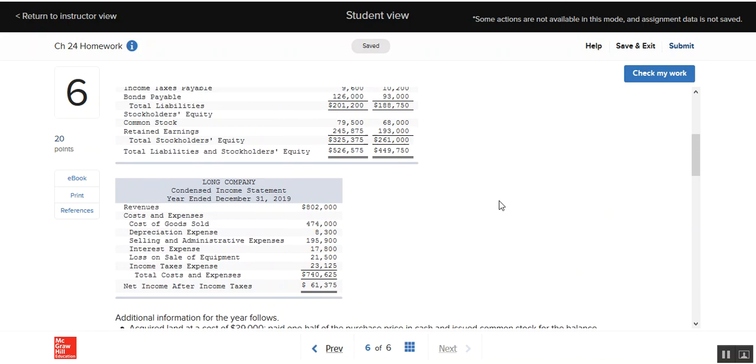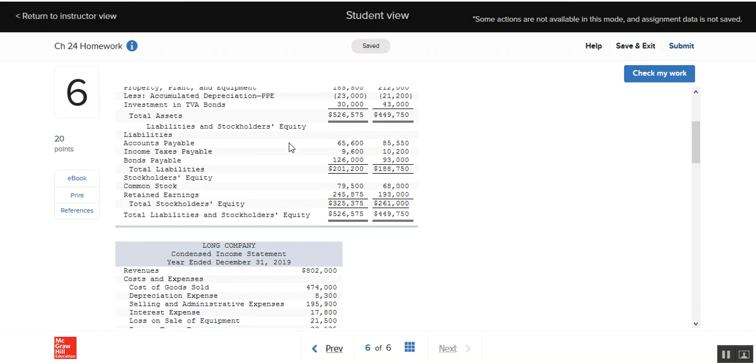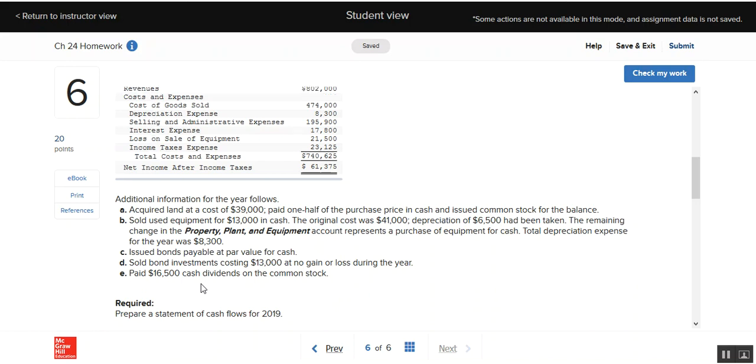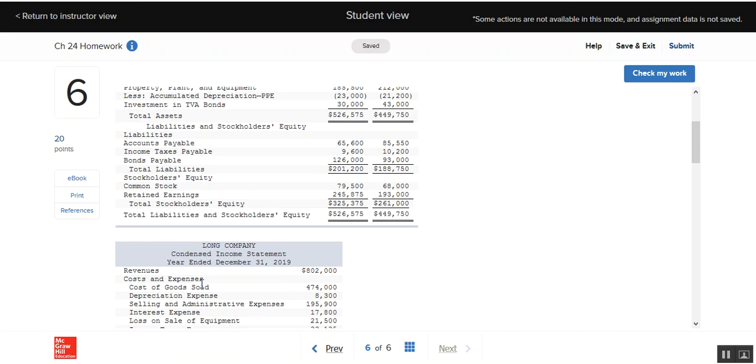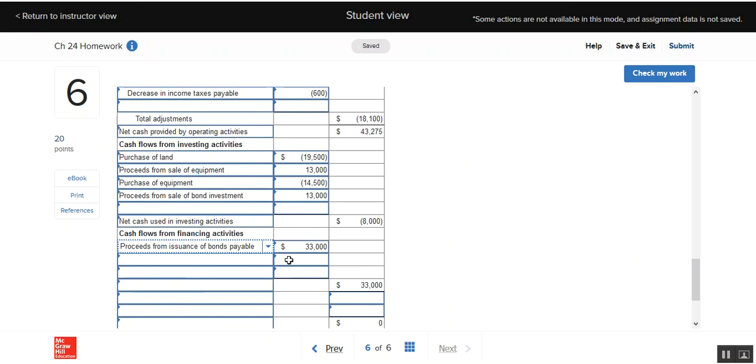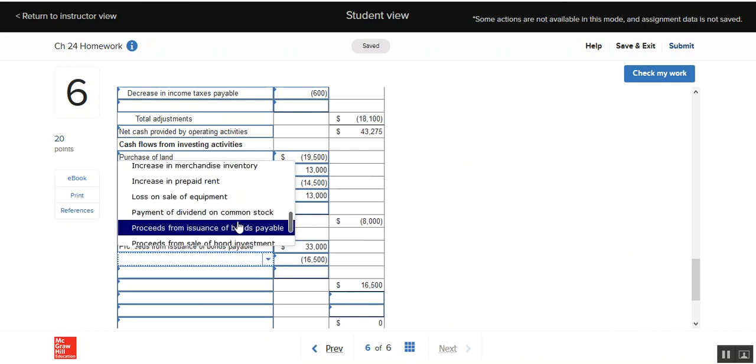And let's see what else we've got. That gets us all the way down to those liabilities. We're not going to do anything here. Let's look at our additional information. We've taken care of A, B, C, D, so we're down at E. We paid $16,500 cash dividends on the common stock. That's a cash payment going out, so that's a decrease in cash. So that's going to be a minus. That's a payment of dividend.